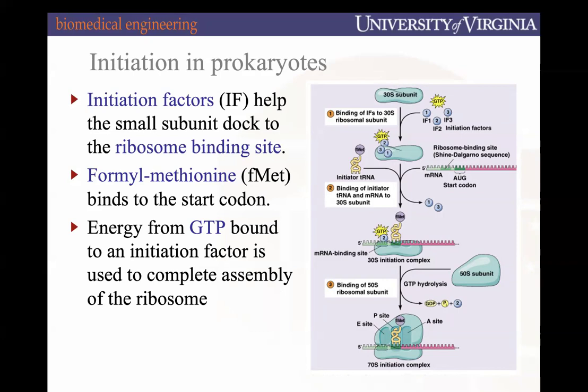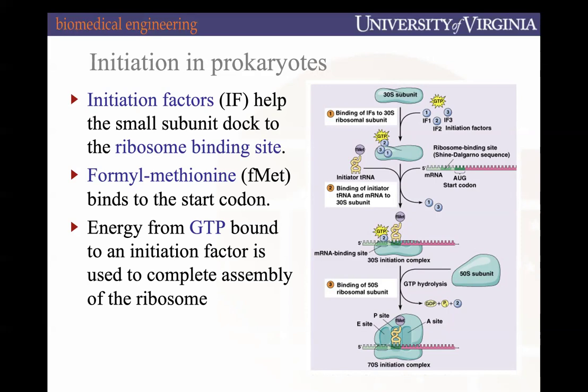In the prokaryotic system, they're called Shine-Dalgarno sequences. They're in the 5' UTR. Again, 5' UTR is everything upstream from the start codon, to the left of it. And once the initiation factors are bound to the small subunit, they're going to help also enable the first transfer RNA to come in and bind to the start codon.